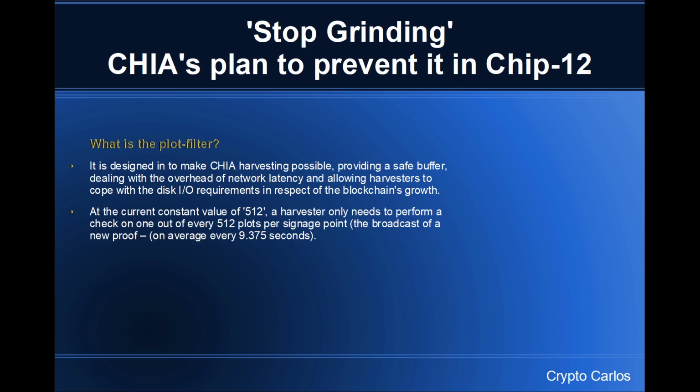So at the current constant value of 512, a harvester only needs to perform a check on 1 out of every 512 plots per signage point, which is the broadcast of a new proof, and this takes on average 9.375 seconds. So this is reducing the input-output disk access requirements of your system by keeping that constant at 512.